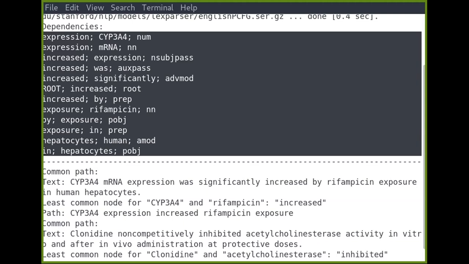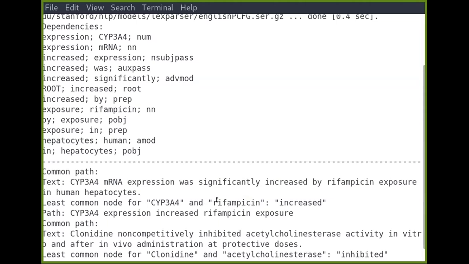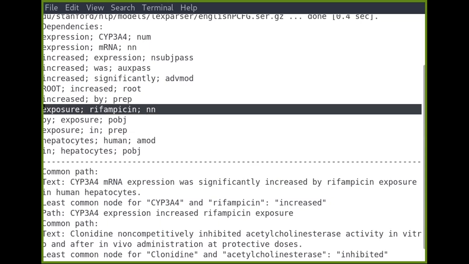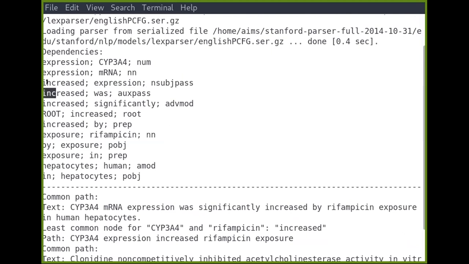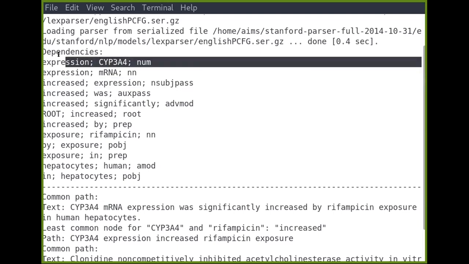As you can see from the matrix in the paper, for example, between "exposure" and this name, there is a relation NN. Okay, we have this one. Then between "exposure" and "increased," there should be a relation of agent, which is not here. Between "increased" and "expression," this one is present, and this one is also present. So basically, I wasn't able to construct the relation between "increased" and "exposure," which is needed to complete the total path.